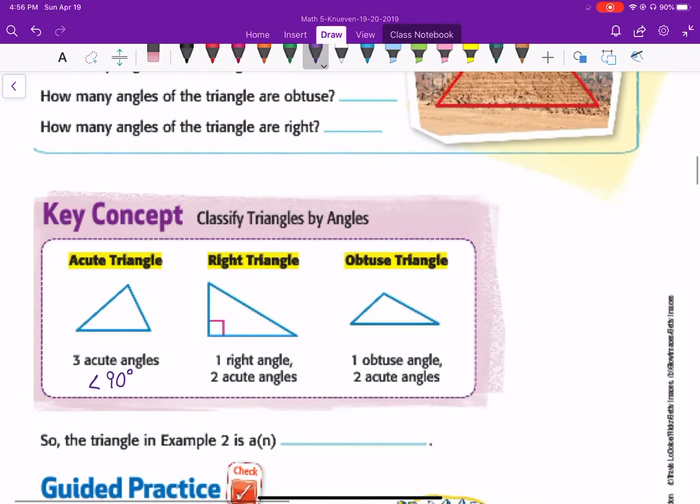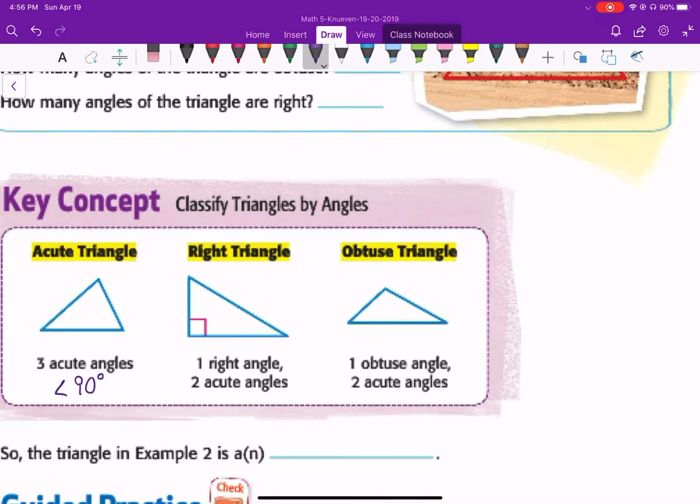I'm going to abbreviate angles quite a bit, and it's something I encourage you to do as well. You can draw an angle as a little line with another little line, an angle-looking shape. This means angles. So we would say that all three angles are less than 90.